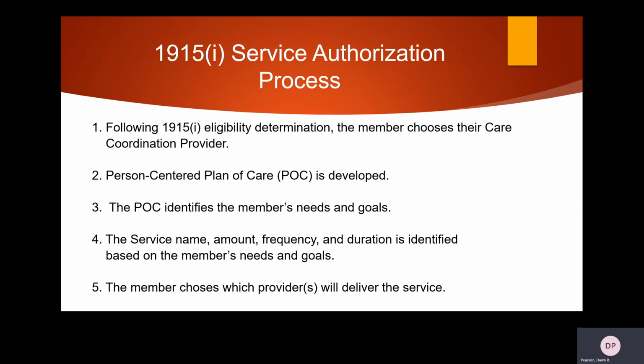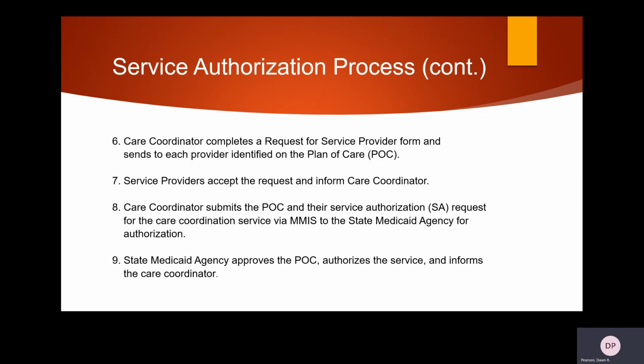So what is the 1915I service authorization process? The first step following 1915I eligibility determination, the member chooses their care coordination provider. Step number 2, the person-centered plan of care is developed. Step 3, the plan of care identifies the member's needs and goals. Step 4, the service name, amount, frequency, and duration is identified based on the member's needs and goals. Step number 5, the member chooses which provider will deliver the service. Step 6, the care coordinator completes a request for service provider form and sends it to each provider identified on the plan of care. Service providers accept the request and inform the care coordinator.